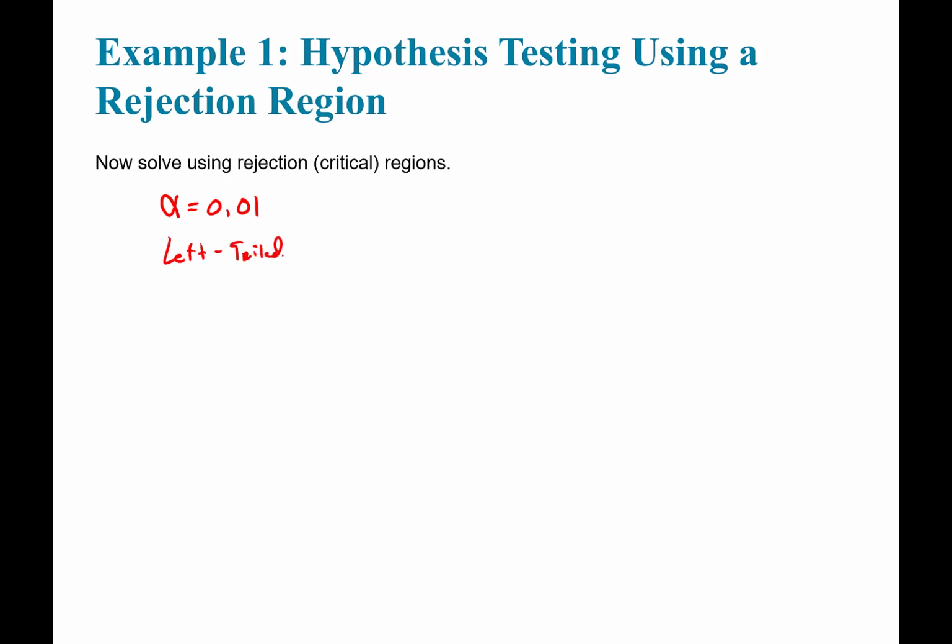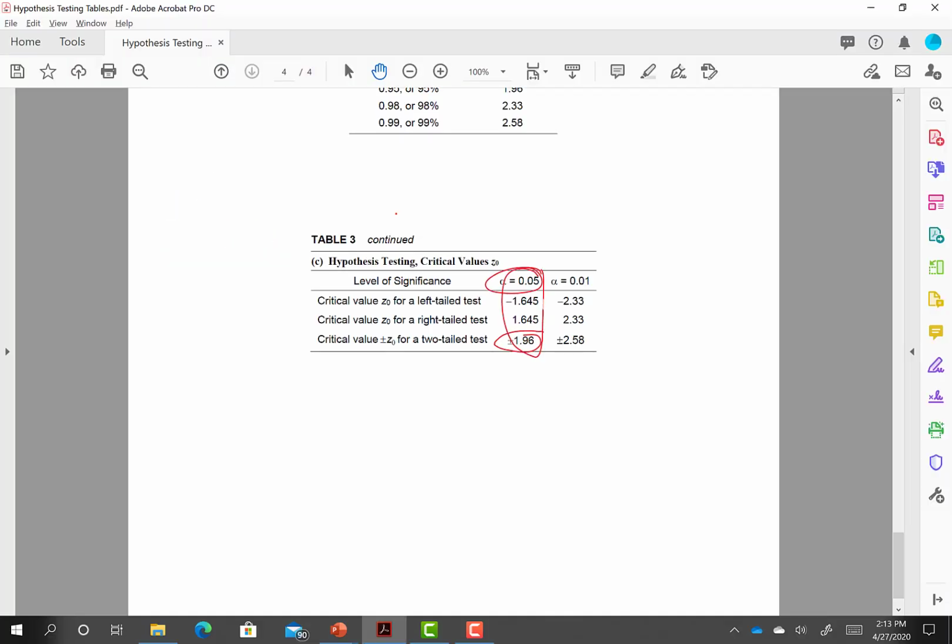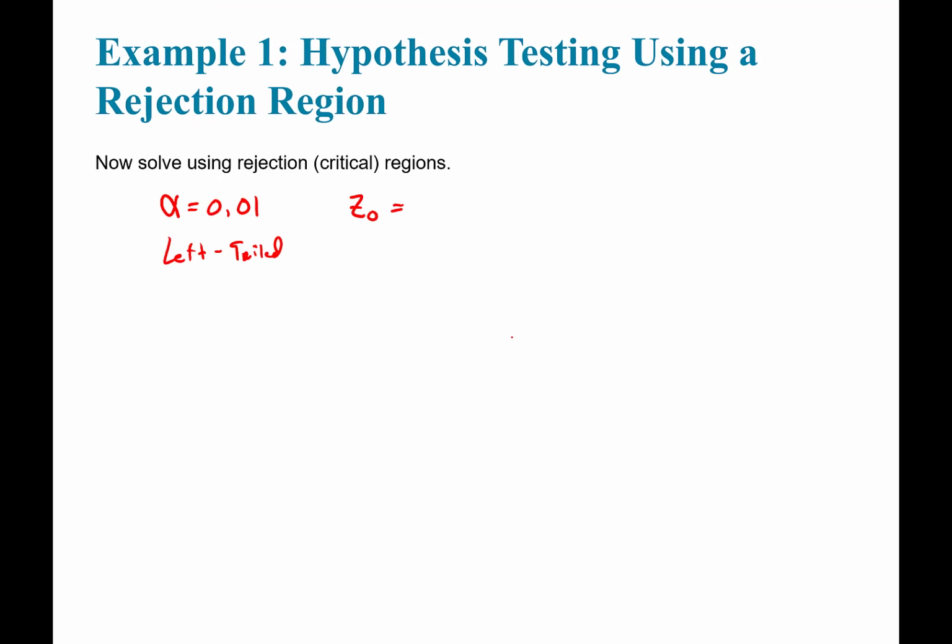So by critical regions, to get our critical value, Z naught, all we do is go to that table and look up our value of alpha equaling 0.01. And for a left tail, we know that the critical value is going to be negative 2.33. So Z naught is negative 2.33.